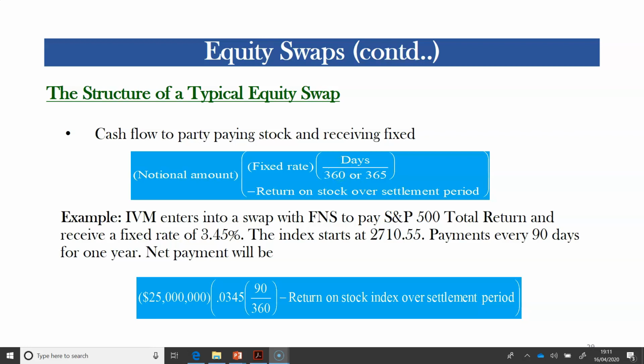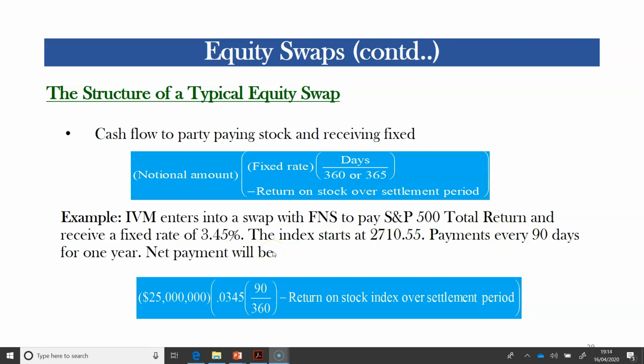To understand the mechanics of an equity swap, let's have a look at this example. IVM enters into a swap with counterparty FNS where it pays the total return on the S&P 500, that is the equity index, and receives a 3.45% fixed rate. Payments are made every 90 days for 1 year.